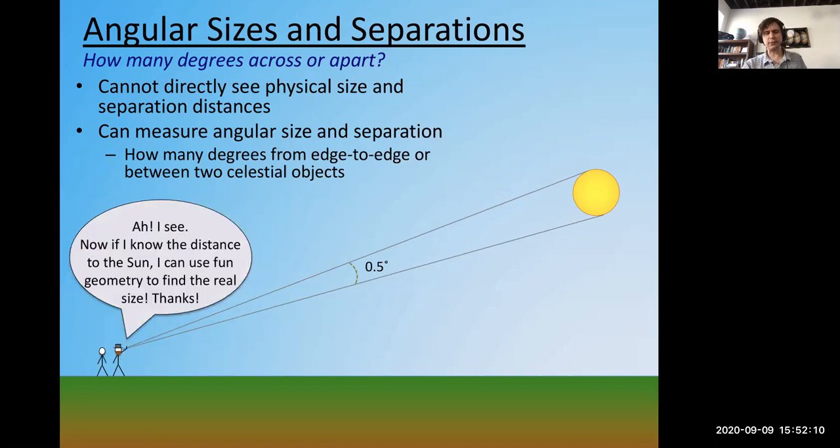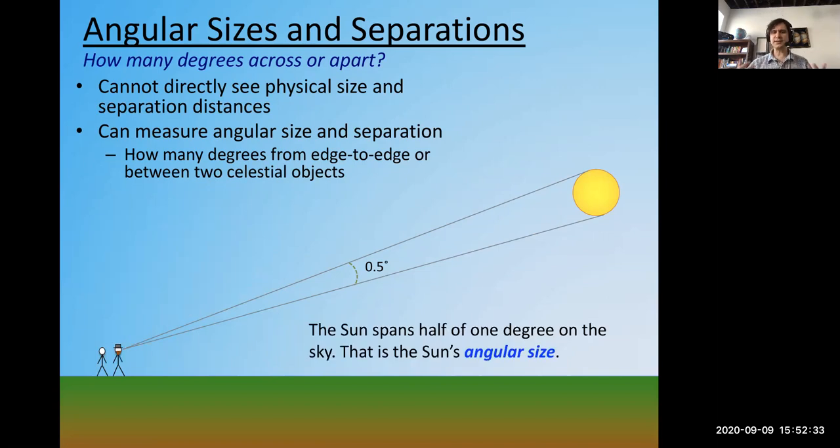And now Galileo, being Galileo, he's like, oh, well, now I could use some geometry and I could use that angular size. If I knew how far away it was, I could connect how far away it is and how big it appears to be, use some geometry to figure out how big it really is. And that's what the cartoon is about. It'll walk you through that exercise to reinforce some of this, and it was just a little bit fun to create.